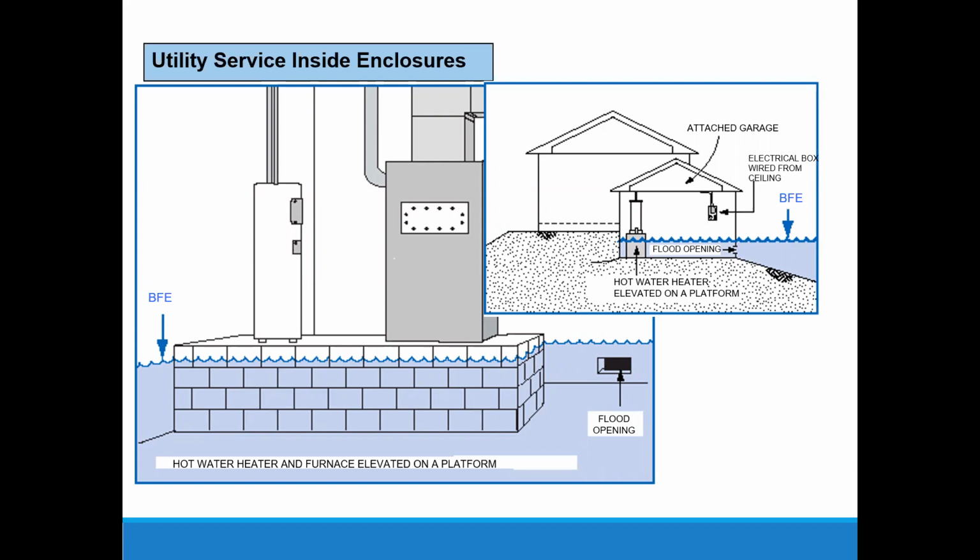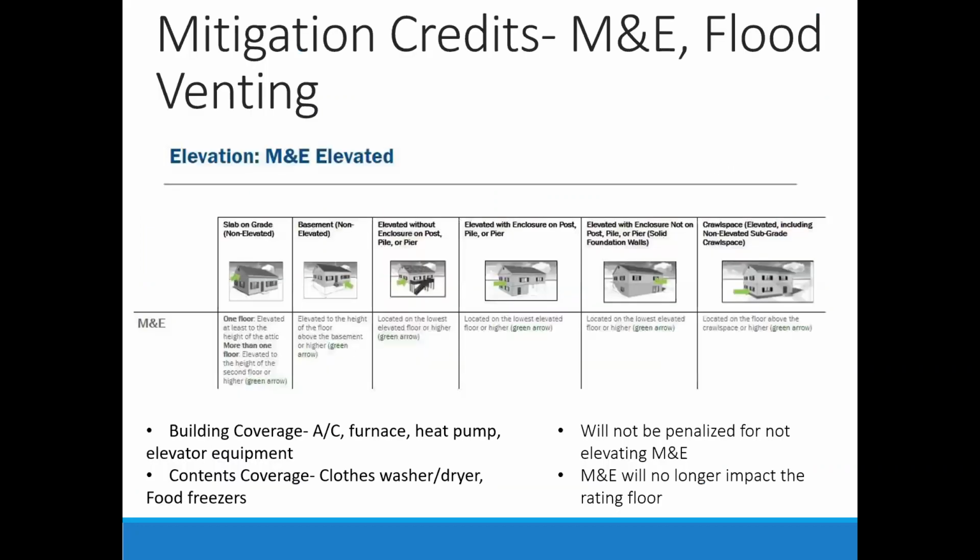And you can see the flood opening from the inside here. Okay, and then under Risk Rating 2.0, that covers all flood insurance policies now. There are a number of discounts that can be applied to the premium, and there is a mitigation credit for machinery and equipment to be elevated. There's also one for having proper flood venting.